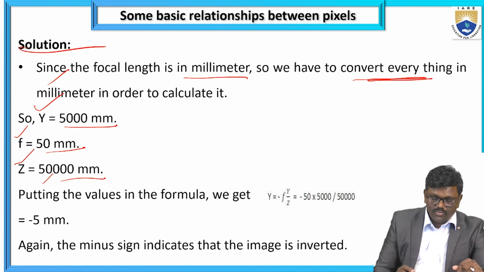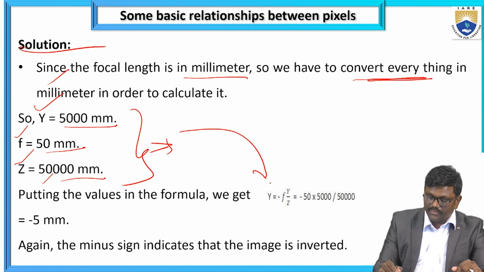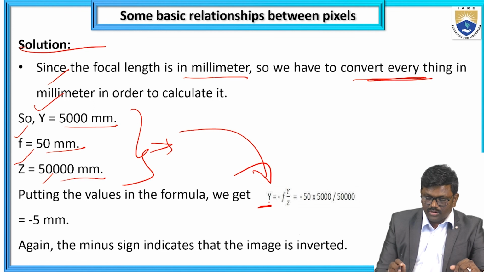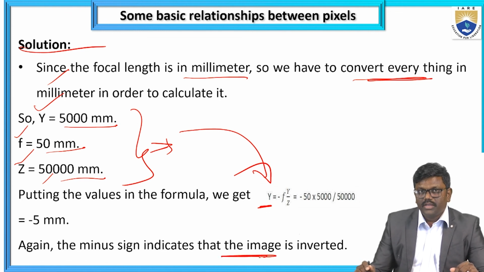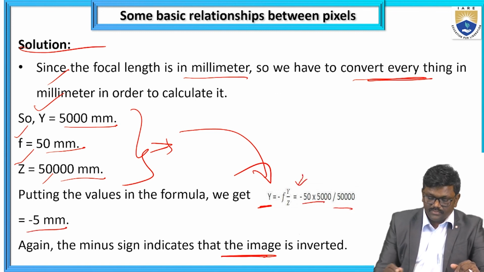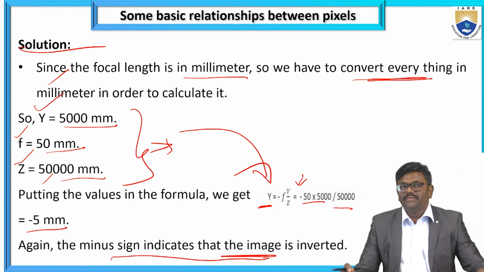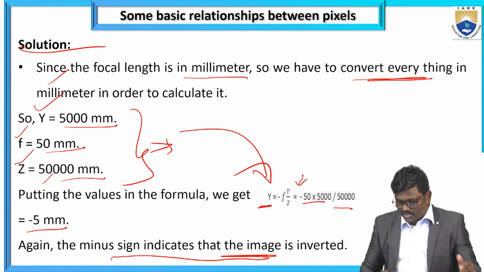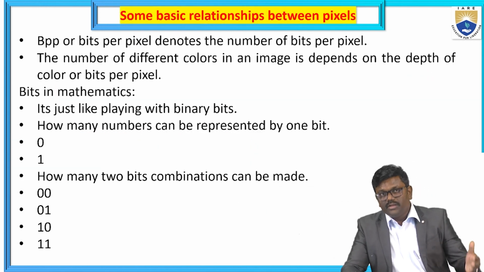Once we have this, we substitute all the values in the provided equation. What is y? y is the size of the image we are finding. So y equals minus f times y by z, and substituting all the values we get minus 500. The minus sign indicates that the image is inverted in terms of size.